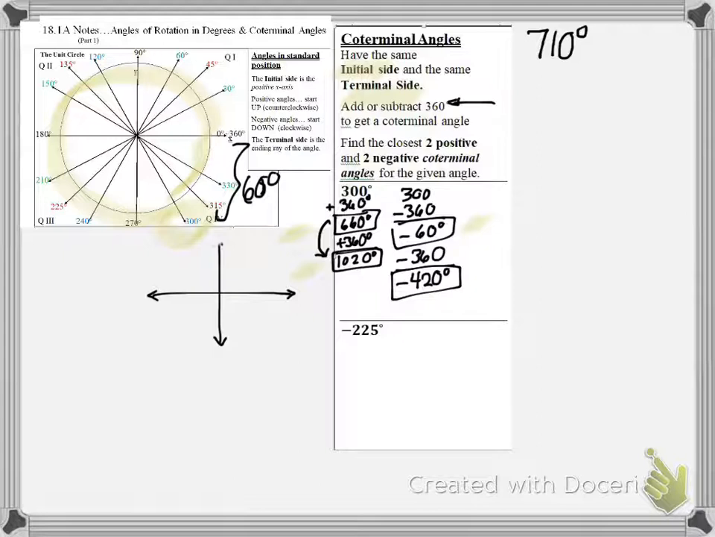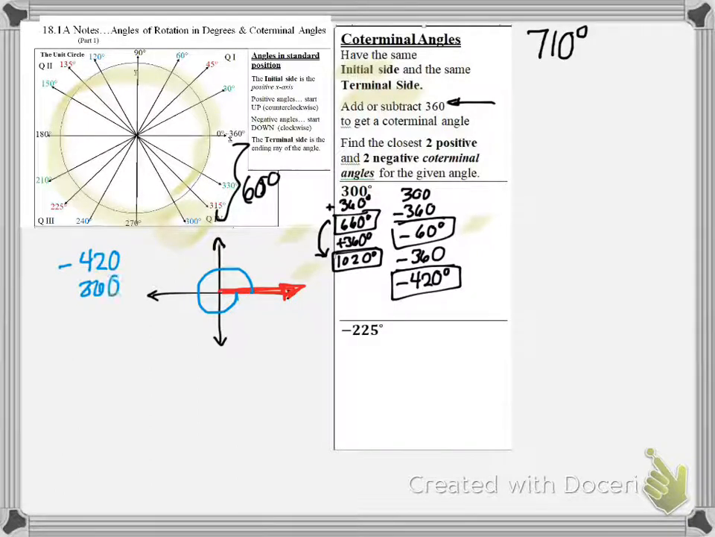Even more negative, go another time around in the negative direction, negative 420 degrees. I'm going to draw 420 degrees for you. I'm going to start here, draw my initial ray. I want an arrow right there. It is negative, so I'm going to go down. And if I go this way, down, and go full circle around, that is 360. So I have negative 420.